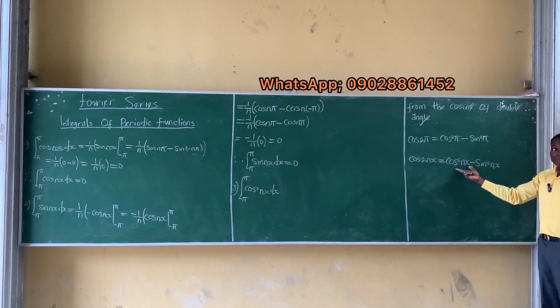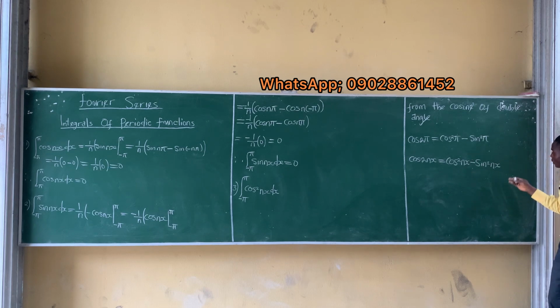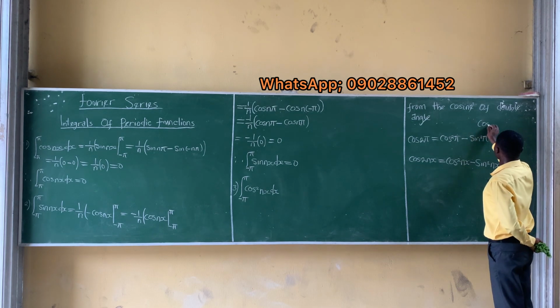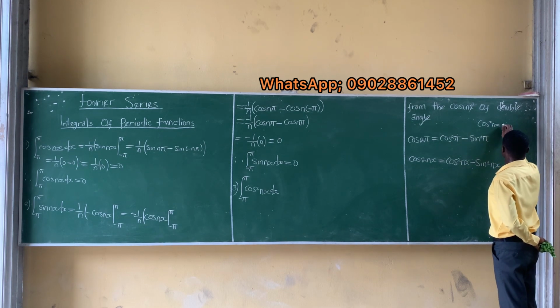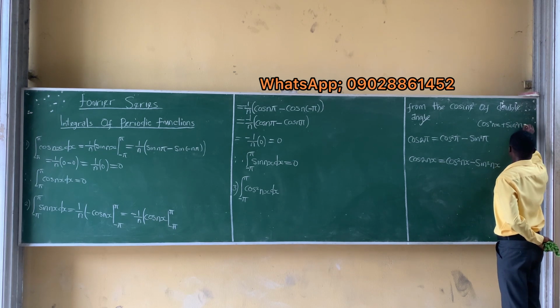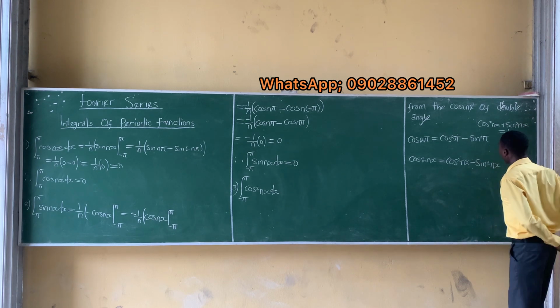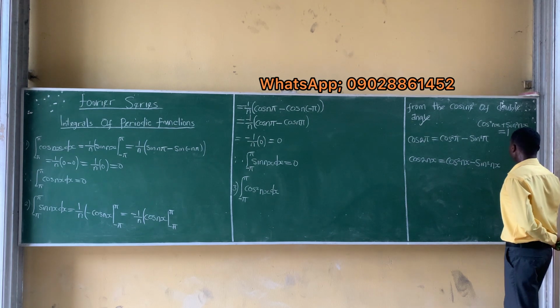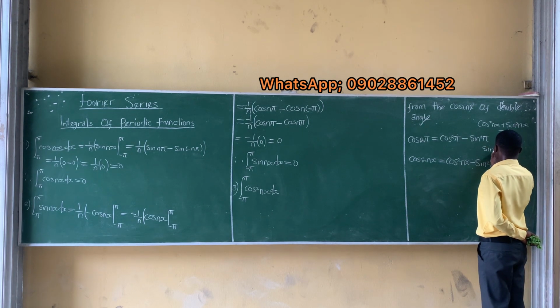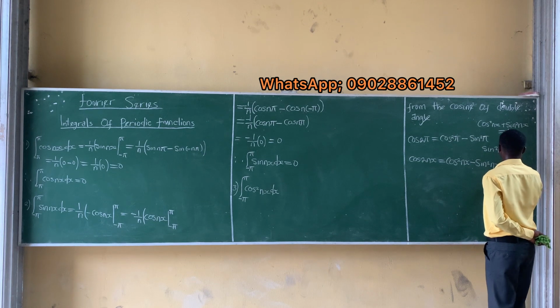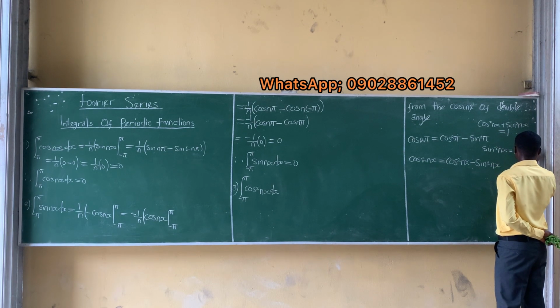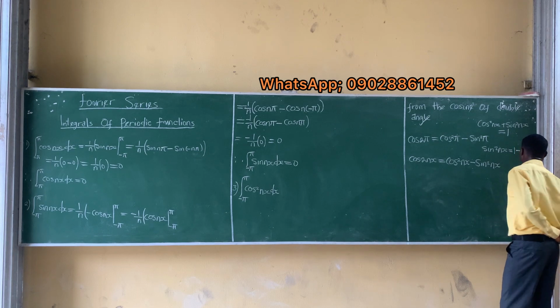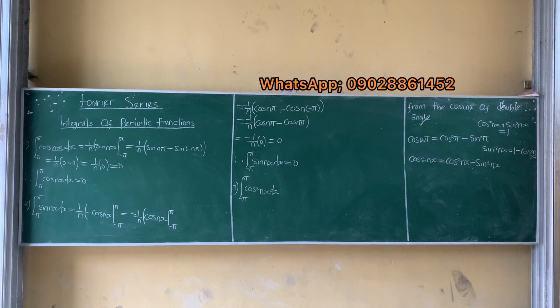But first, before we make cos square nx the subject of the formula, we need to express sine square nx in terms of cosine. And don't forget that cos square nx plus sine square nx is equal to 1. So we can make sine square nx the subject of the formula from here. So this implies that sine square nx will be equal to 1 minus cos square nx. So this is what we have.